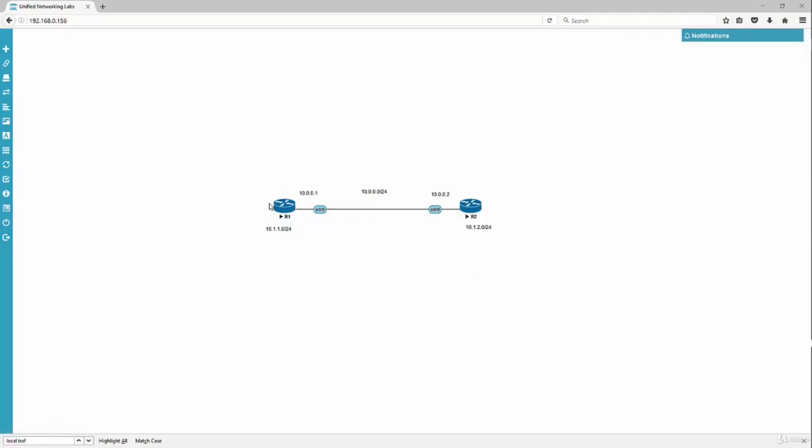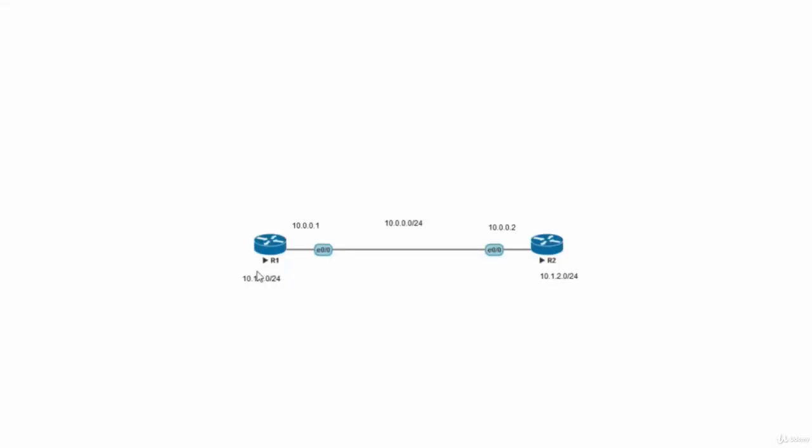So here I have two routers, 10.0.0.1 and 10.0.0.2, connected to a network. And there's a network behind router 1, which is 10.1.10.0/24. And behind router 2 we have 10.1.20.0/24. We want to use authentication header for traffic that's going between the two networks, the 10.1.10.0 and 10.1.20.0 networks.